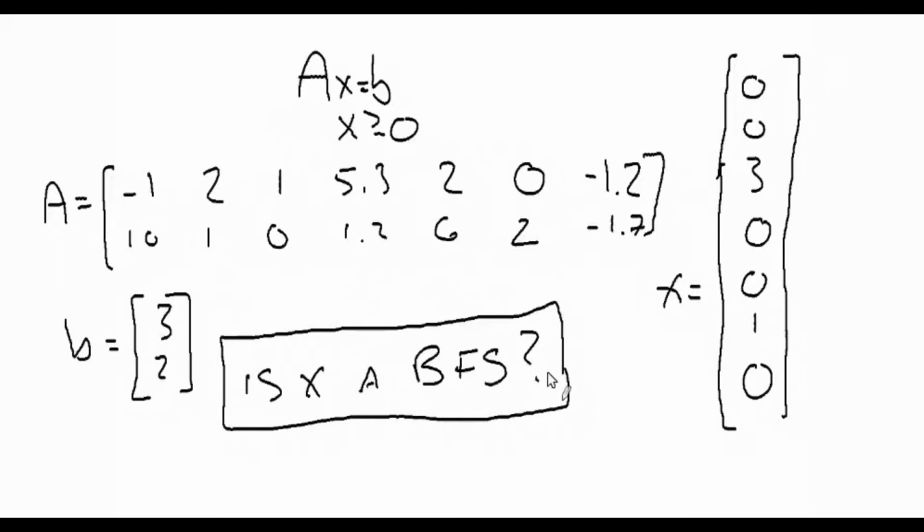Well, let's begin by looking to see whether, in fact, it is a solution. And what does a solution mean? Is X a solution? So let's write down the system AX equals B. If X satisfies this, then it is, in fact, a solution. That's the definition of a vector being a solution.